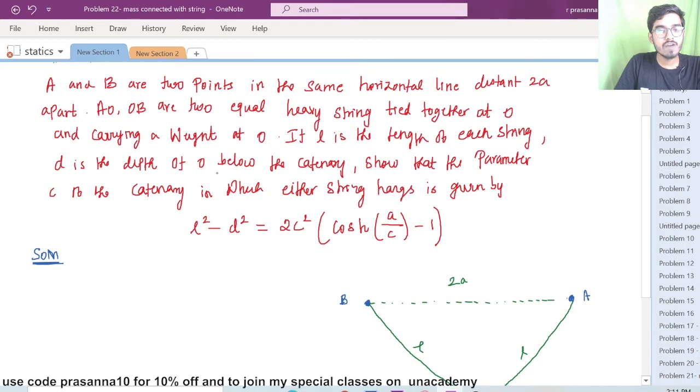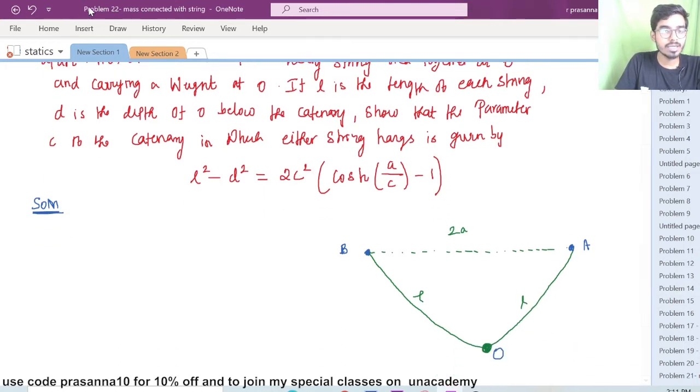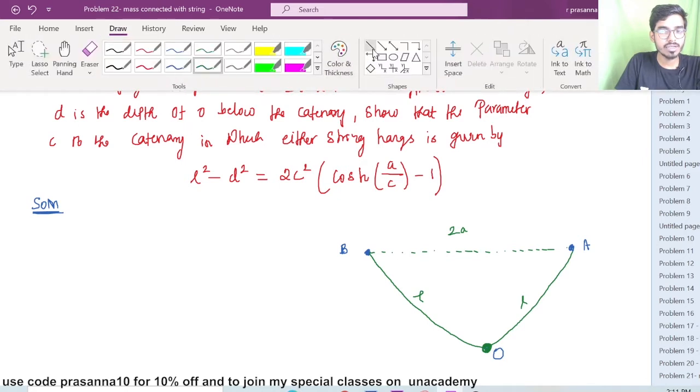D is the depth of O below the directrix of the catenary. So that the parameter C of the catenary, of which either string is an arc, is given by, we need to prove L square minus D square is equal to C square times sinh square of A by C. Before that, I will just complete the diagram and then explain once.